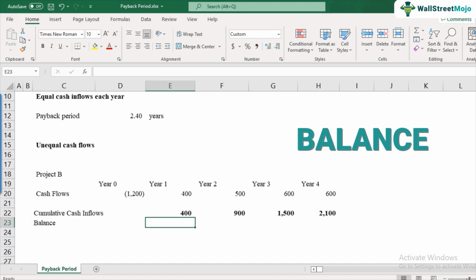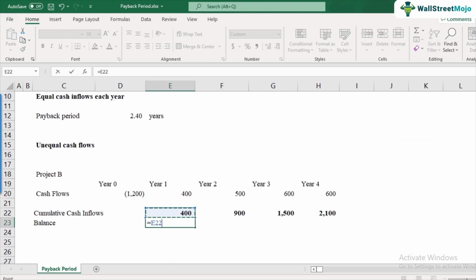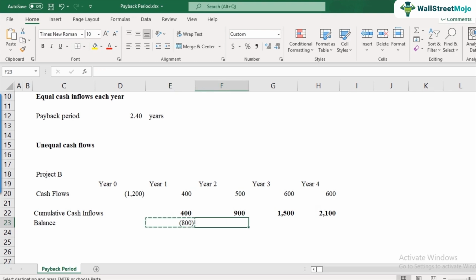Okay, so at the end of year 1, we recovered, let's say, $400. So how much is the balance left that is to be recovered in the future years? That will be 400 minus 1,200, that will be $800. Okay, so 400, and when we subtract 1,200 from there, we get $800. Now what about the same balance at the end of year 2? It will be 900 minus 1,200, that will be $300. Okay, so $300 is still left to be recovered.